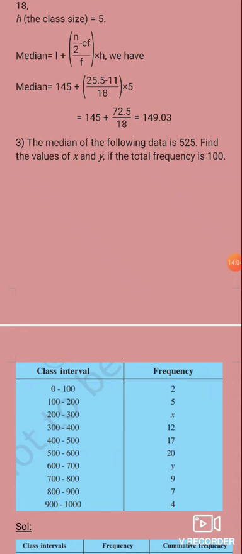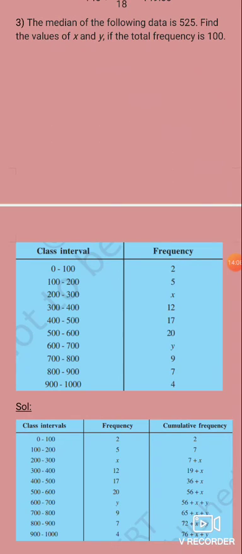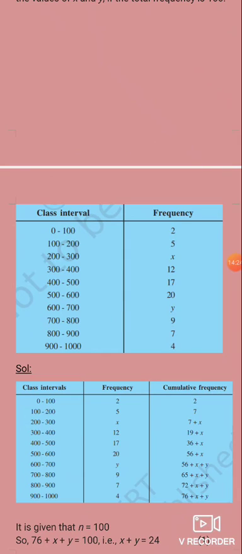Now, class interval and frequency. Listen carefully. The third column is the cumulative frequency. The first is 2. Second, 2 plus 5 is 7. 7 plus 6 is 13. Then 13 plus 12 is 19... 19 plus 17 is 36, etcetera. The last one is 76 plus x plus y.